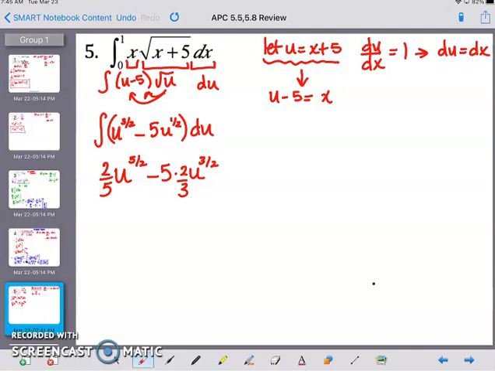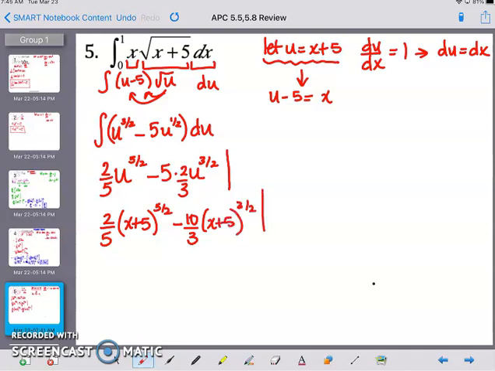Now this problem did start with limits of integration on my integral symbol, so I don't need a plus c, but I am going to need to evaluate this on my limits of integration. However, I'm still in terms of u, so right now I am going to switch back to x. So I will have 2/5 times, and then u was x plus 5 to the 5/2 power, minus, and then 5 times 2/3 is 10/3. And then x plus 5 to the 3/2 power, and I am evaluating this on the interval from 0 to 1.